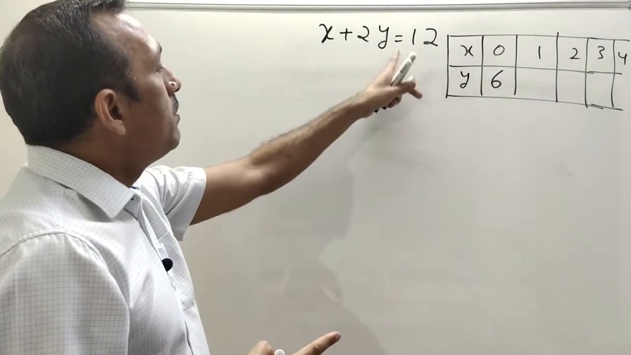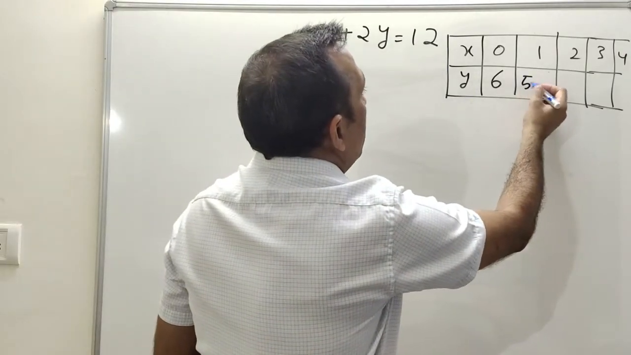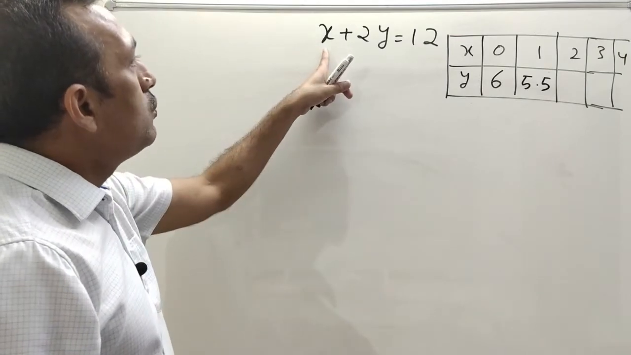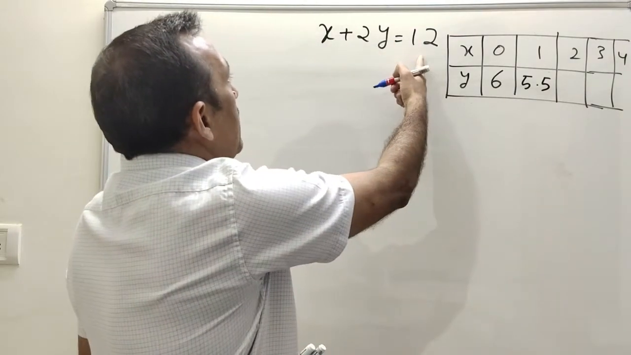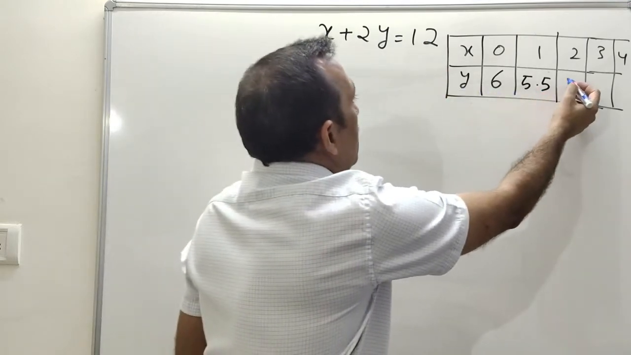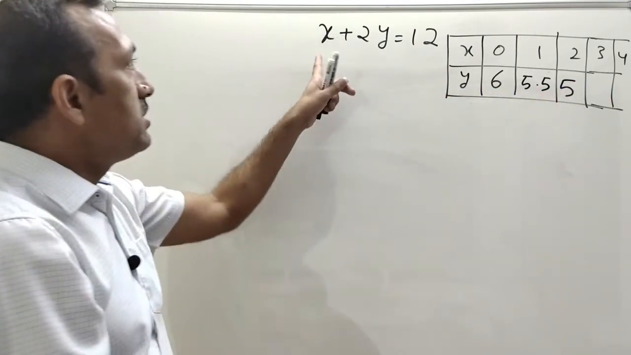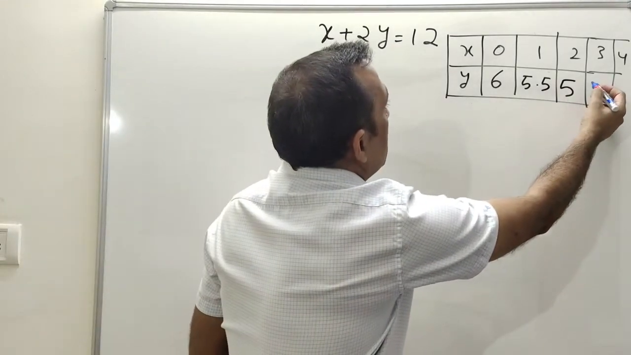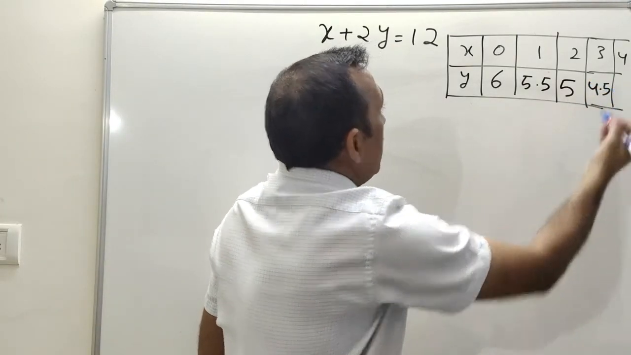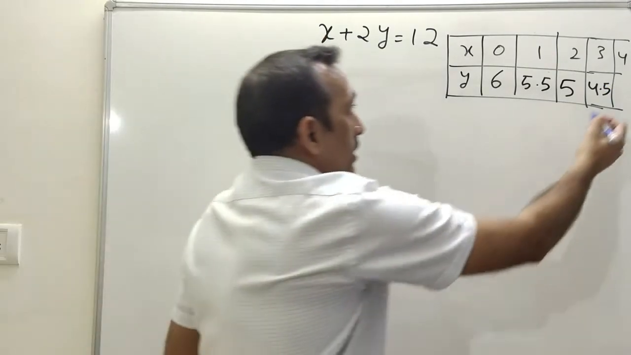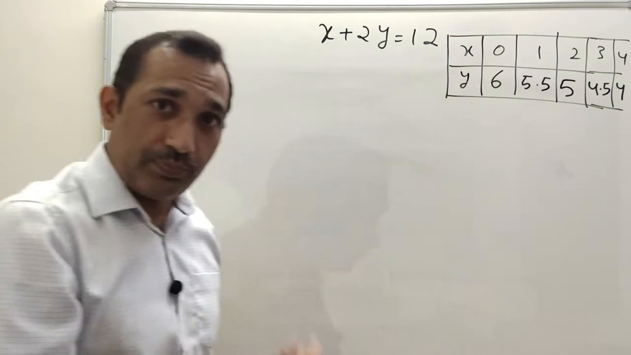12 minus 1 divided by 2, it will be 5.5. Correct? And if x is 2, then 12 minus 2, 10, divided by 2, 5. If x is 3, then 12 minus 3, 9, that means it will become 4.5. And if it is 4, then 12 minus 4 is 8, and value of y will be 4. Correct?